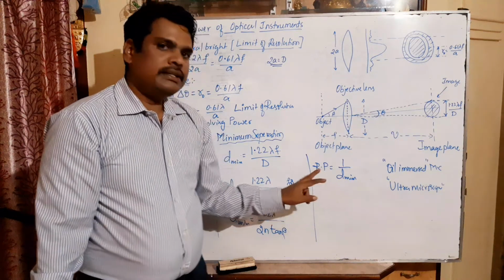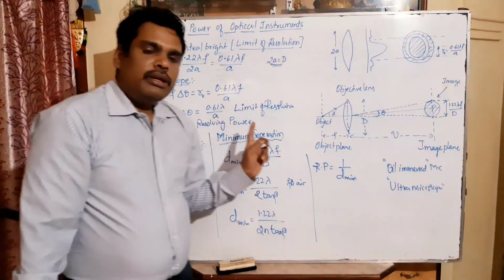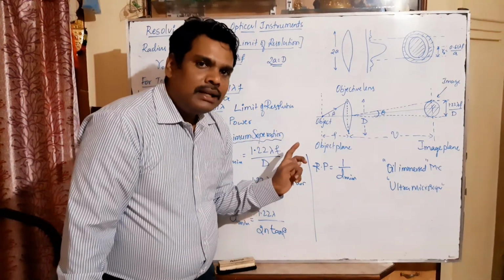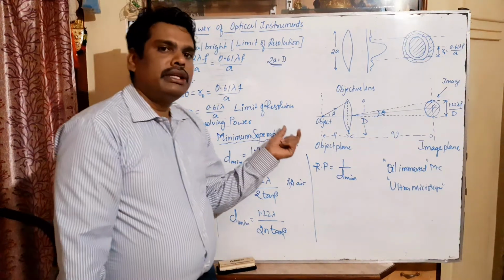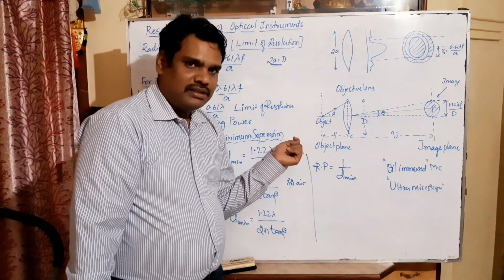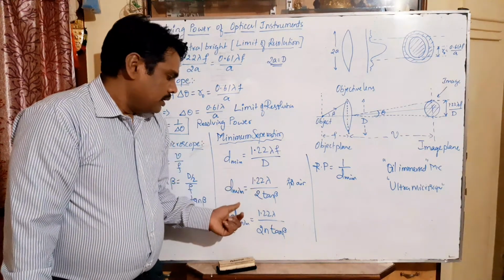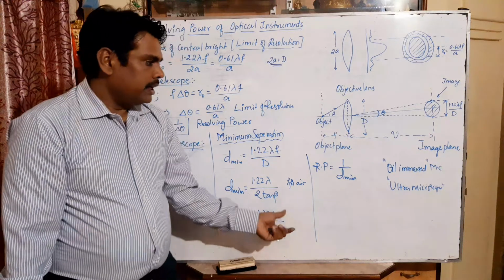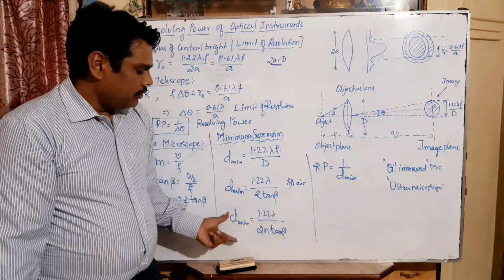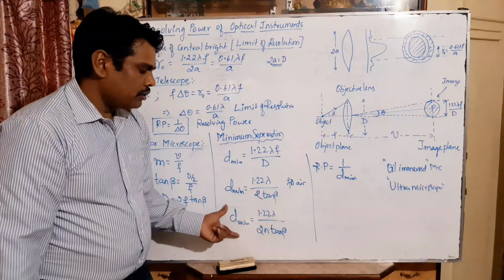So what is the definition of resolving power of microscope? Resolving power of microscope is the reciprocal of minimum separation between the two objects. The formula for minimum separation is this one, for air media, and this is for any media. So on what factors does the resolving power depend? How to increase the resolving power of the microscope, if they ask?